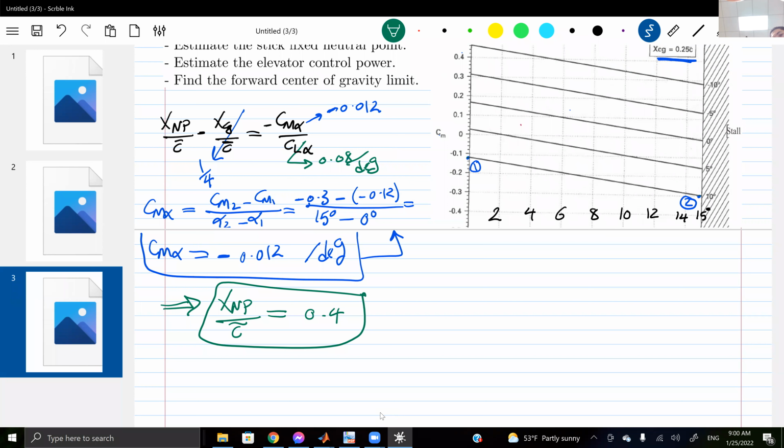Folks, this is the heart of the midterm, by the way. And I'm going to post another homework right after the lecture. It will be about what we're talking about now: neutral point, most forward CG, trim during landing, and so on.